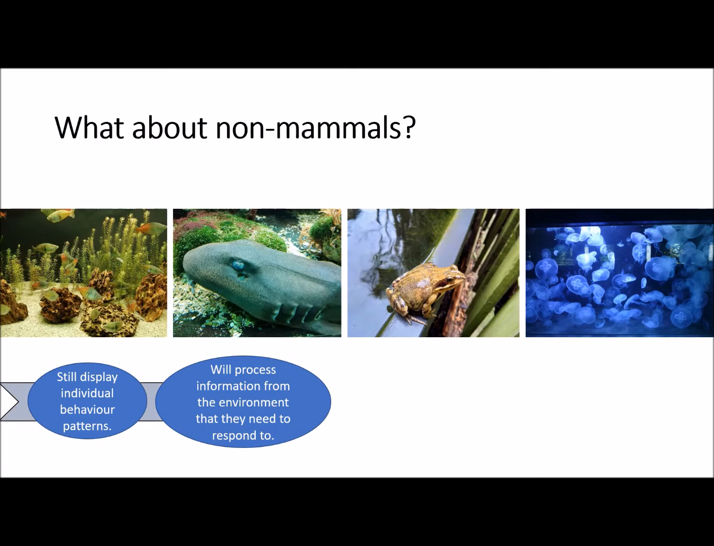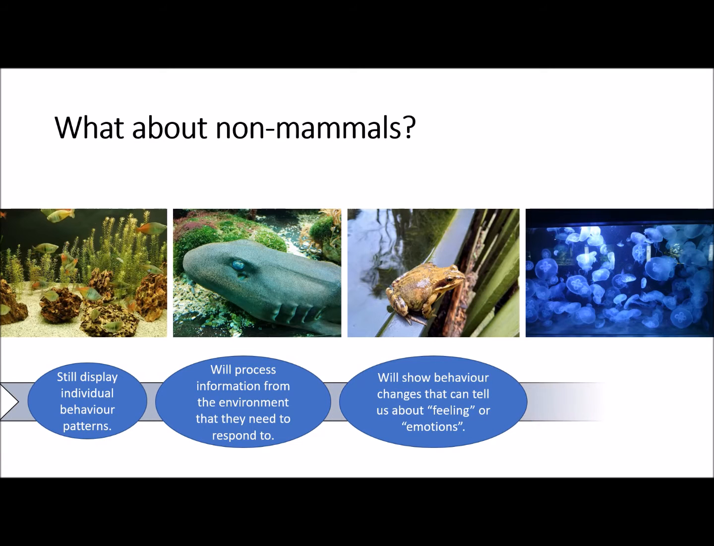So we need to remember that all of these individual animals perform particular behaviour patterns that come from the processing of information from the environment. And this processing of individual information will be very specific to that individual animal. And therefore this can tell us about feelings and emotions, even in species that are far removed from mammals, and indeed far removed from humans.